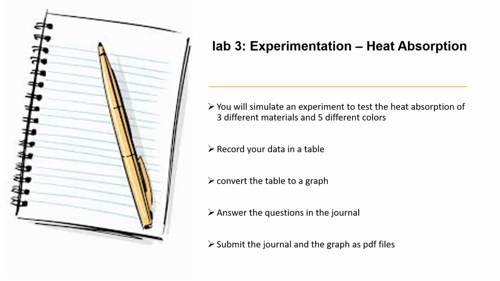For this lab, you will simulate an experiment to test the heat absorption of 3 different materials and 5 different colors. You need to record your data in a table. You need to convert the table to a graph. You need to answer the questions in the journal. And at the end, submit the journal and the graph as a PDF file by noon on July 16th. If you have any questions, feel free to email me.